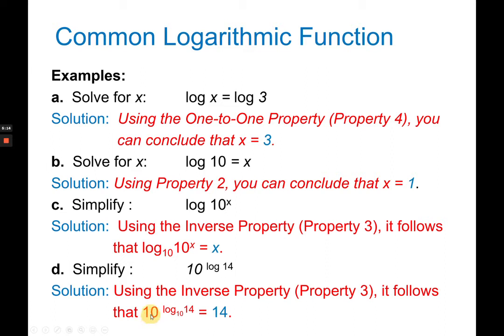Again, 10 raised to the power of logarithm base 10 cancels out. Whatever is the argument's value, that's the answer. That is the inverse property. And that's your common logarithmic function. It follows the same original properties, except that if there is no base, it means it's 10. It's like a square root: if there's no number, it means it's 2.